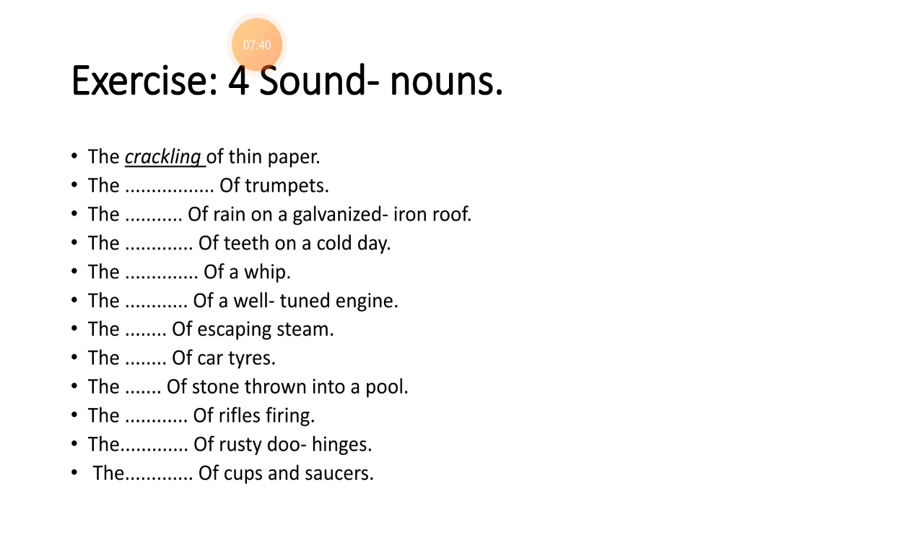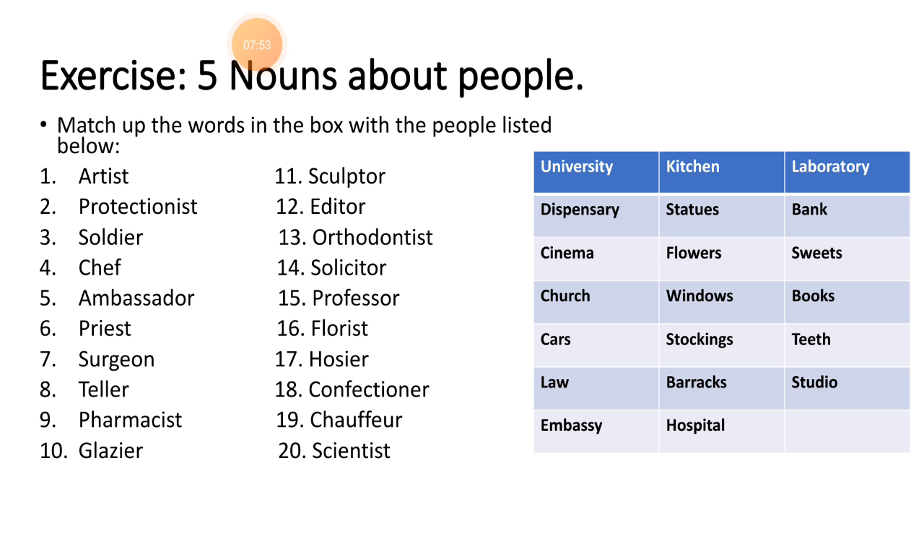Now this is also present in your book, so please don't forget to look at the exercises in your book. It's there, and copy them in your notebooks and try to find the answers. Match up the words in the box with the people listed below. Now these are nouns about people.